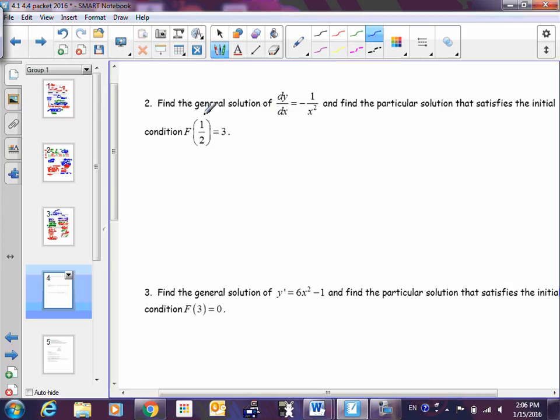Okay, so find the general solution. Right now, they've already put it into dy over dx, so I don't even have to do that first step. But what I do need to do is move that dx over to the other side. And I probably should rewrite this. How could I rewrite that? Yeah. That over x squared can change to a power of -2. Do I need the 1? No. I wrote it. You didn't have to write it.